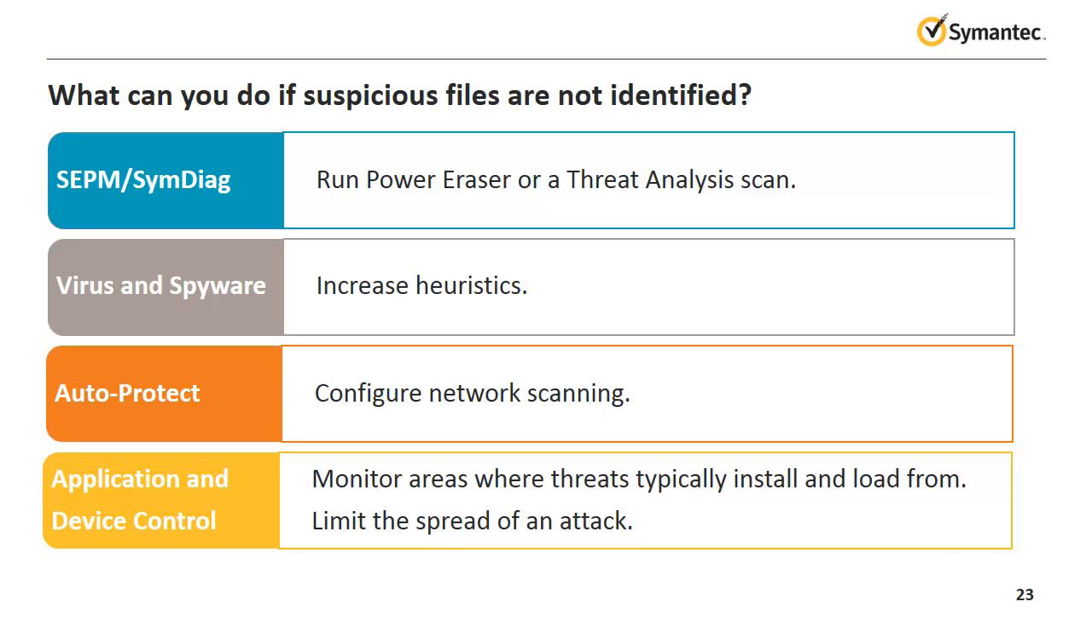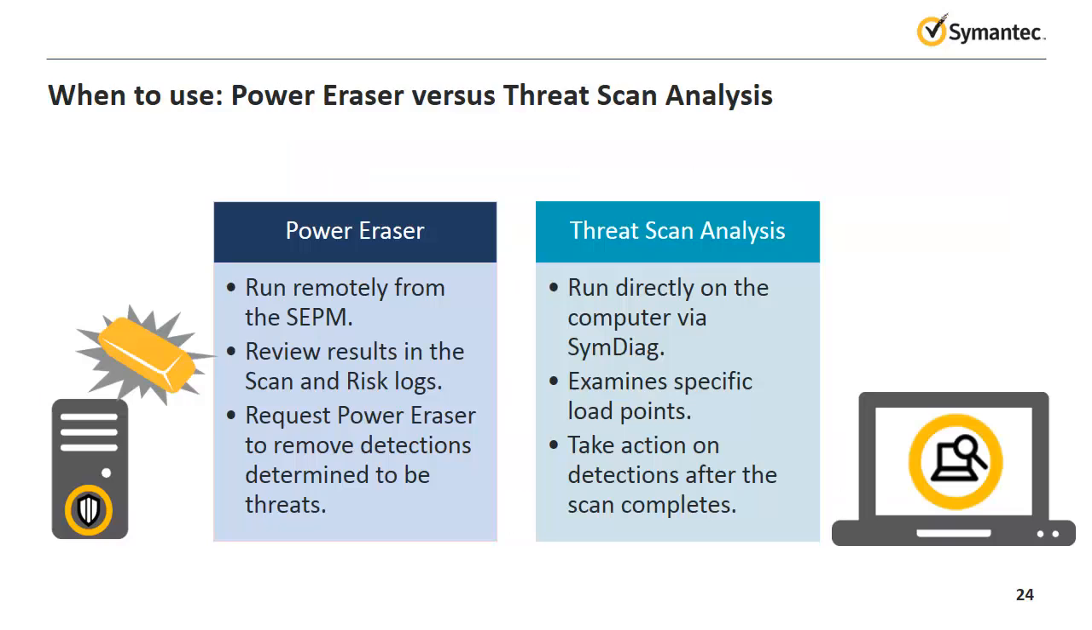When you can't identify suspicious files, you can perform the actions shown on the screen. We'll cover each of these actions in more detail later in the video. Power Eraser and Threat Scan Analysis are used for repair and remediation. It provides aggressive scanning and analysis to resolve issues with heavily infected computers. Power Eraser is run remotely from the Symantec Endpoint Protection Manager console. There is not an option to run Power Eraser directly on the client, but you can download SymDiag and run a threat analysis scan.